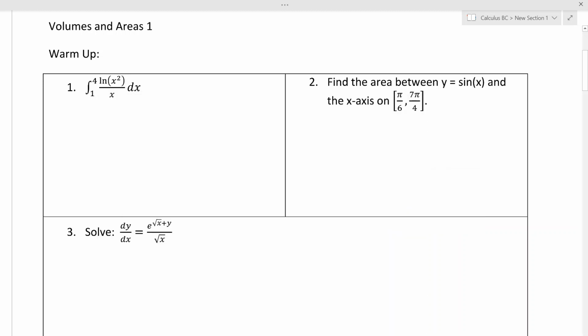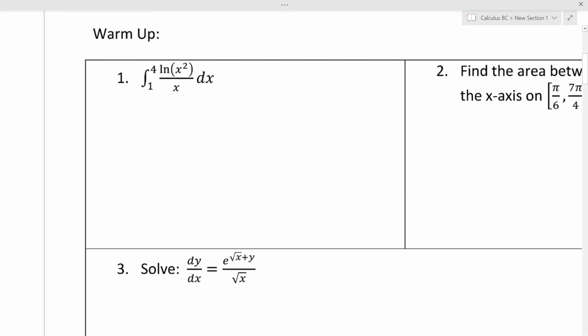Cool. So this first one, I don't remember. This is definitely a U sub over here. But this is just a little trick I like to do. You've seen this. When you got an x squared in there, you got to bring that 2 down to the front. You can actually take it all the way out.